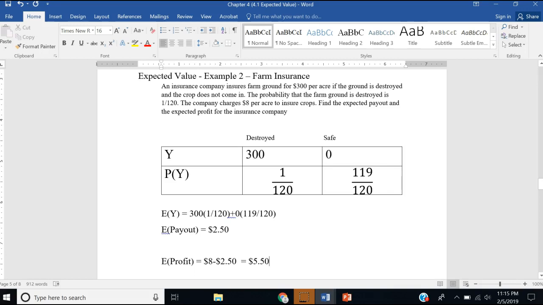Okay? And this is how the insurance companies make money. Yes, they know that some of the ground is going to be destroyed. They also know that most of the ground is going to be safe. But they know when they insure lots and lots of farmers, it's going to average out to making a profit. So that's how an insurance company works. That's how it makes money overall. So they don't make money on every single individual, but they know that if they insure enough people, they're going to make money over the long run.